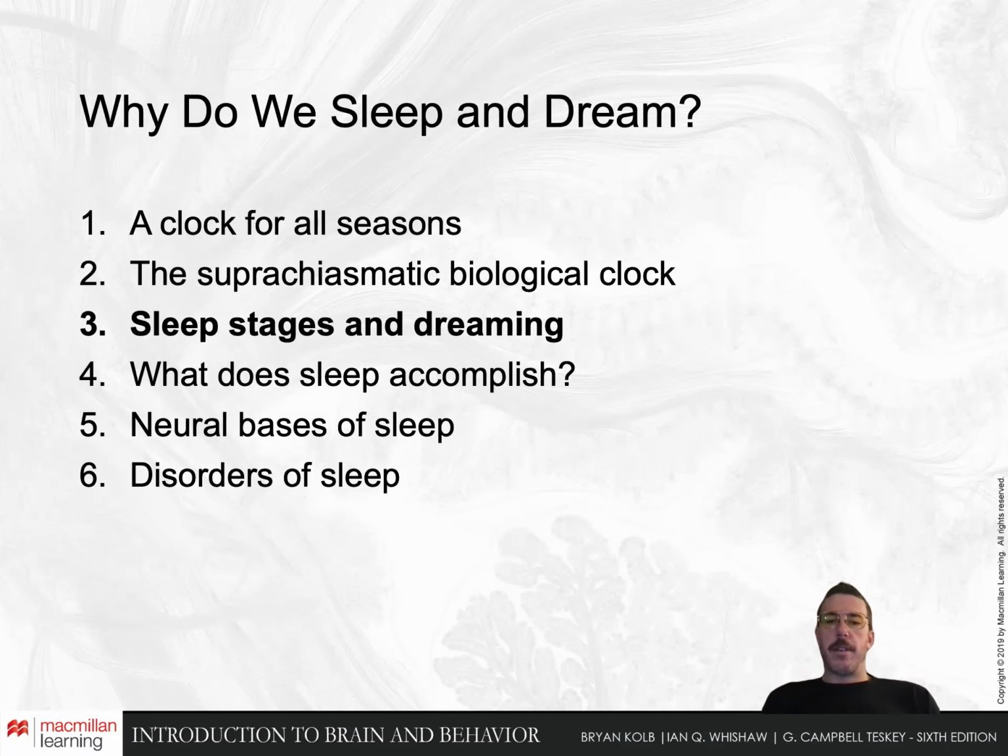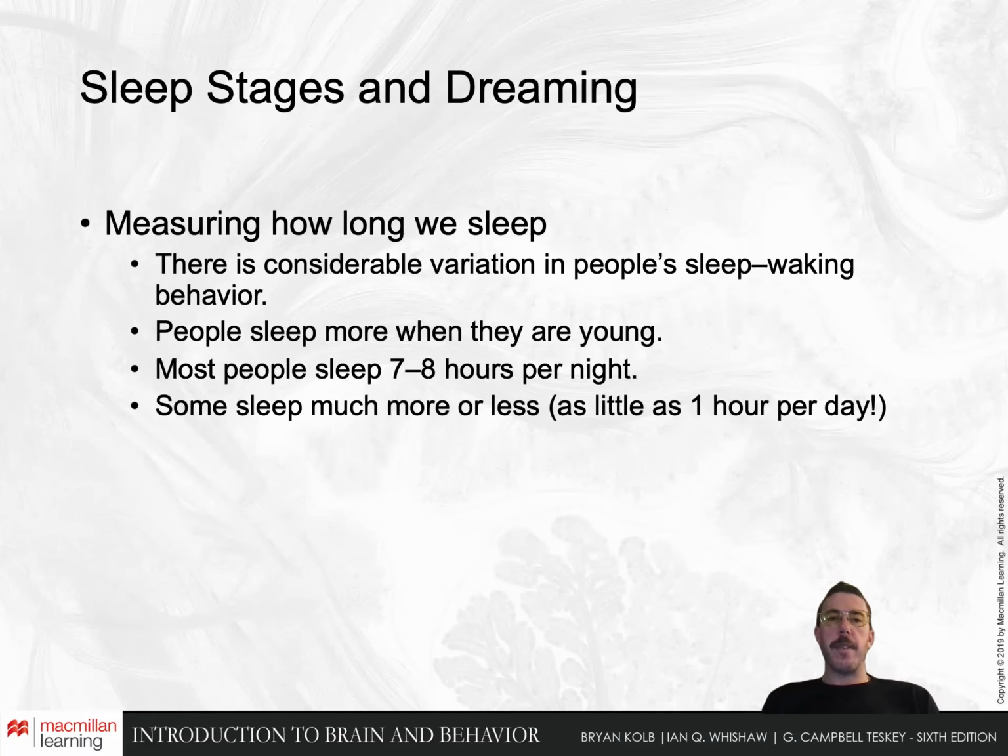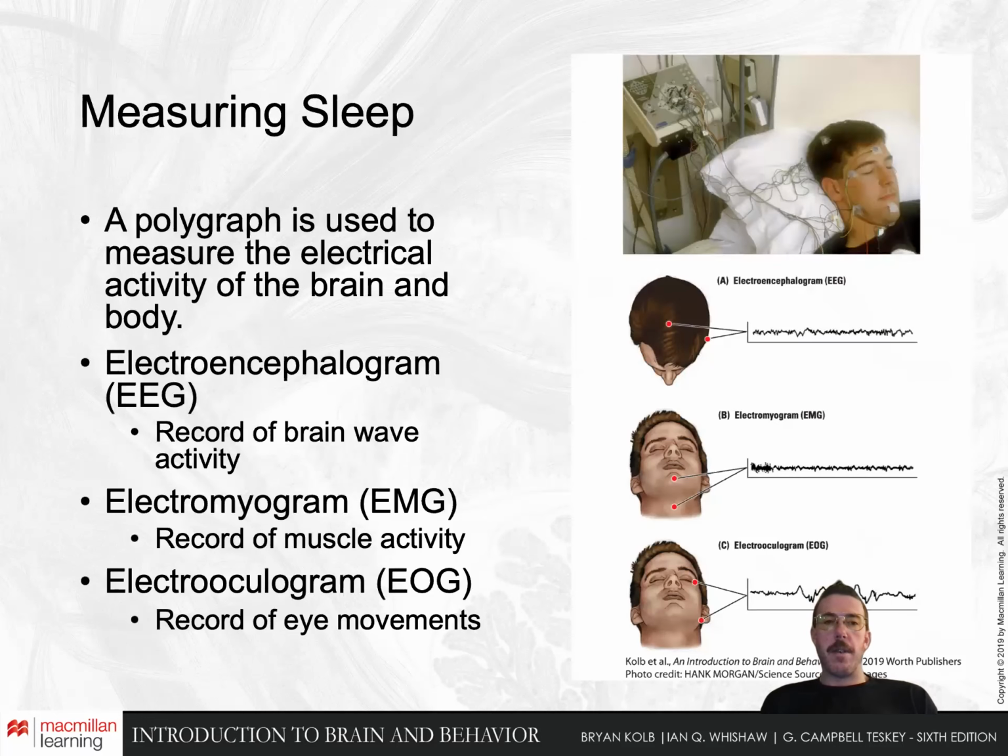Next, we'll go on and talk about the specific sleep stages and dreaming. There's variation in how long people sleep and their waking behavior. People sleep more when they're young. Most people sleep between 7 and 8 hours a night. And some sleep much, much less, sometimes as little as an hour. We can use a polygraph, which measures the electrical activity from the body over a number of sensors to measure the electrical activity from both the brain and body. This includes an EEG, an electroencephalogram, an electromyogram, a measure of muscle activity on the neck, and an electrooculogram, a measure of eye movements around the eyes.